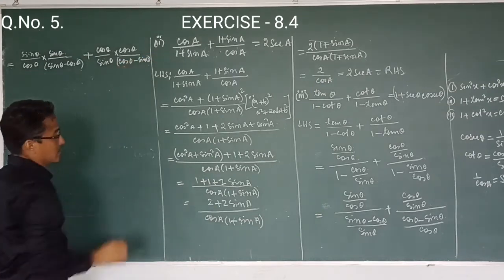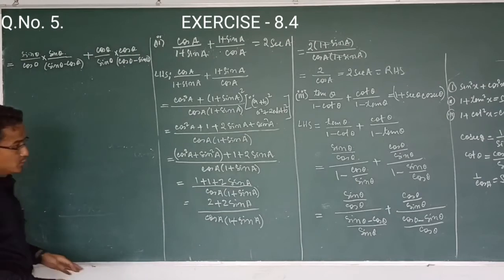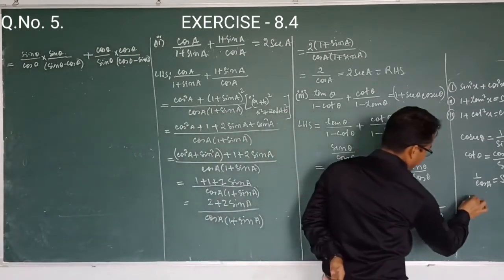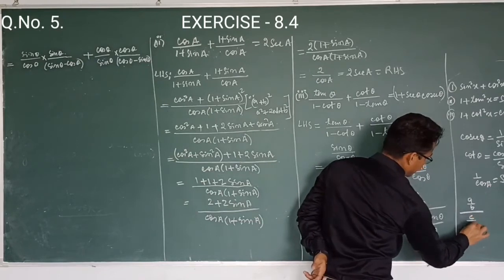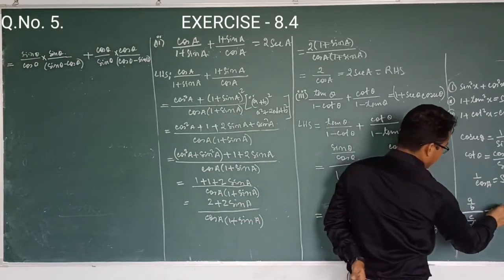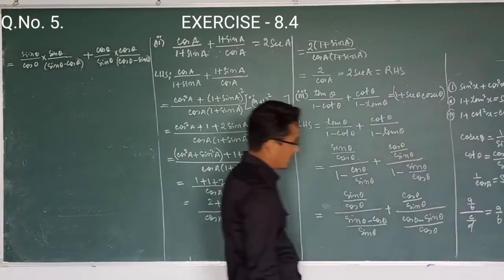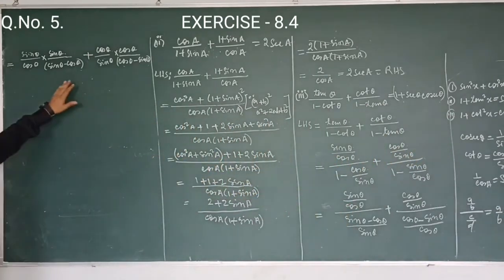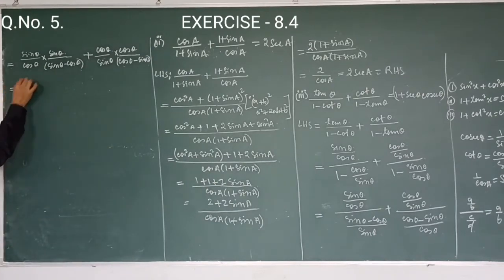So you understand how we convert this. If you have a by b divided by c by d, then what can you do? This is simply a by b into d by c. So I am doing the same as that here. Clear? Now after that, sine into sine, this is sine square theta.